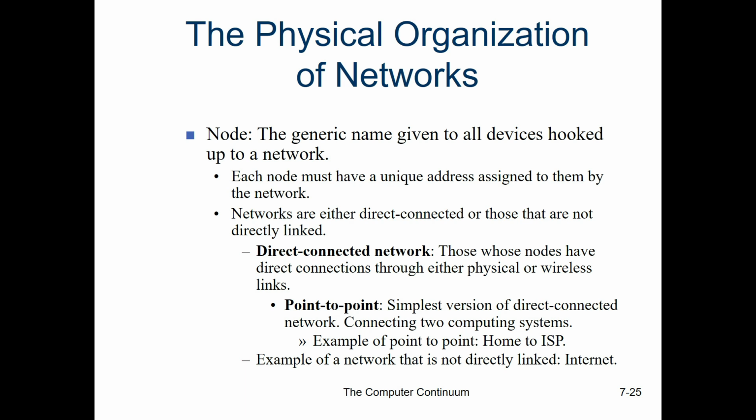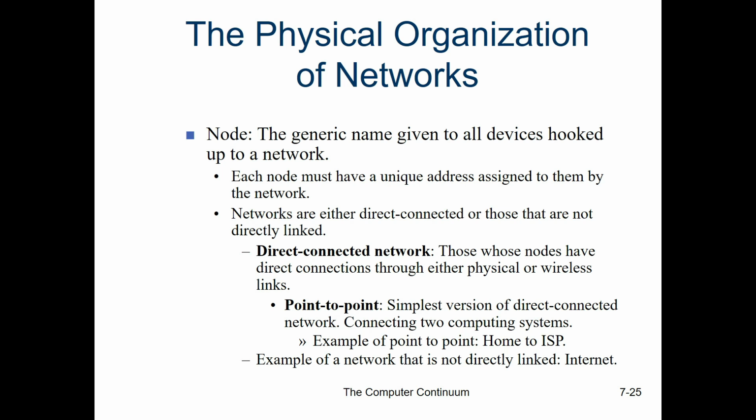Now, what's point to point? It's the simplest version of direct connected network, connecting two computing systems. Example, point to point home to ISP. What is ISP? ISP is Internet Service Provider. These are the people or the company who provide you the internet, the Wi-Fi system, and all that. So the connection from those people to your home is an example of point to point connection, which is an example of direct connected network.